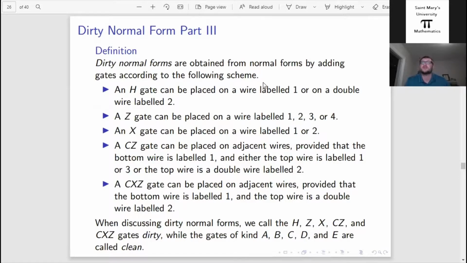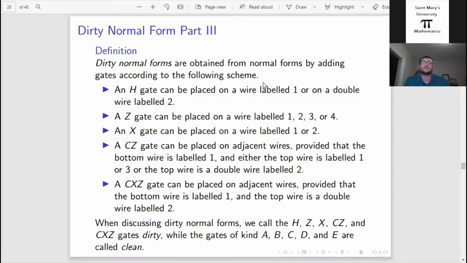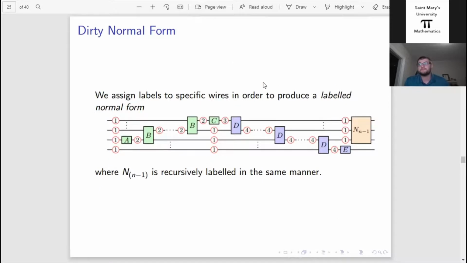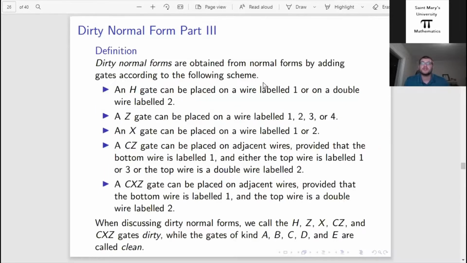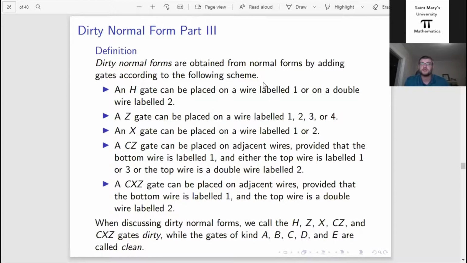An H gate can only be placed on a wire with the label 1 and or the label 2, or a double wire with label 2. You'll even see that a couple of these have a difference based on whether it's a double wire or a single wire. So that is how we're going to build. So our dirty normal form is anything that in these numbers could have possible gates according to these rules.